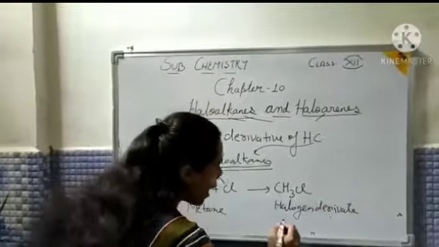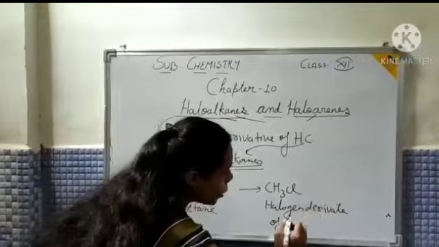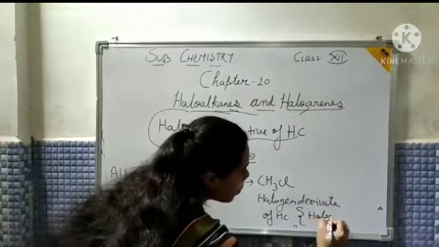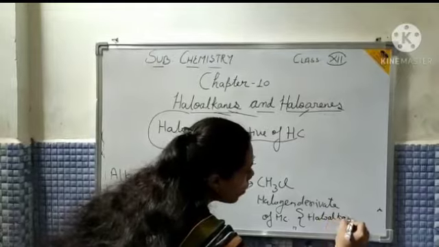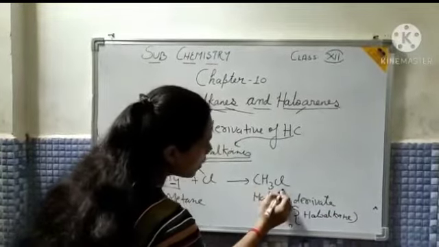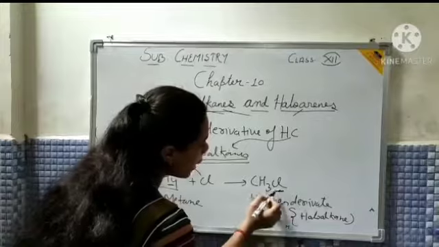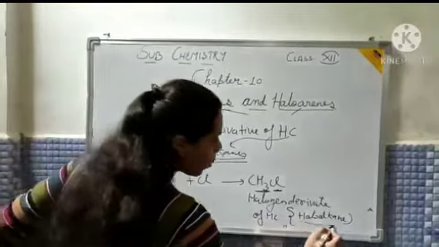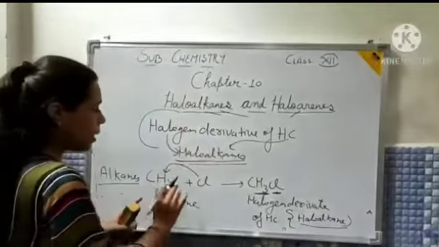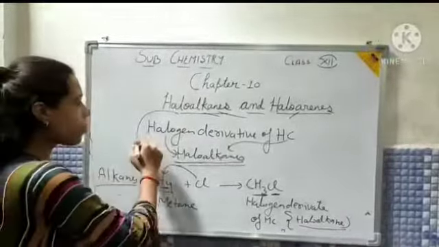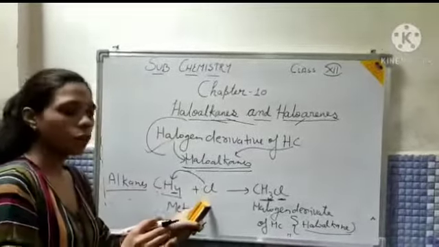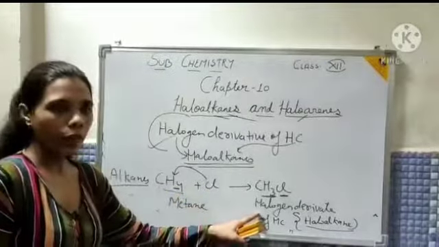It is a halogen derivative of an alkane, a halogen derivative of a hydrocarbon, and we call it haloalkane, because here you have put a halogen and this is the alkane family chain. So its name becomes haloalkane. It's simple: if you have to make a halogen derivative, you replace one hydrogen with the halogen.